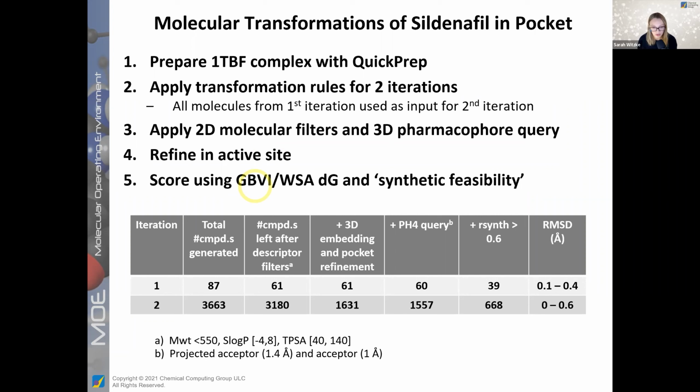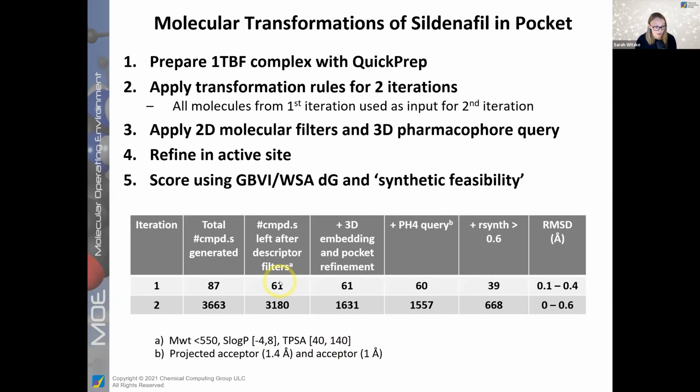And the results are, as you see at the bottom of the slide here in the table. If you start with the first row, I did 1 iteration. And out of 1 sildenafil molecule, I could generate 87 compounds. Then I applied different filters. And the footnote here will tell you that it's a molecular weight less than 550, logP between -4 and 8, and a polar surface area between 40 and 140 square angstrom. So standard filters really for bioavailable, orally available small drugs.